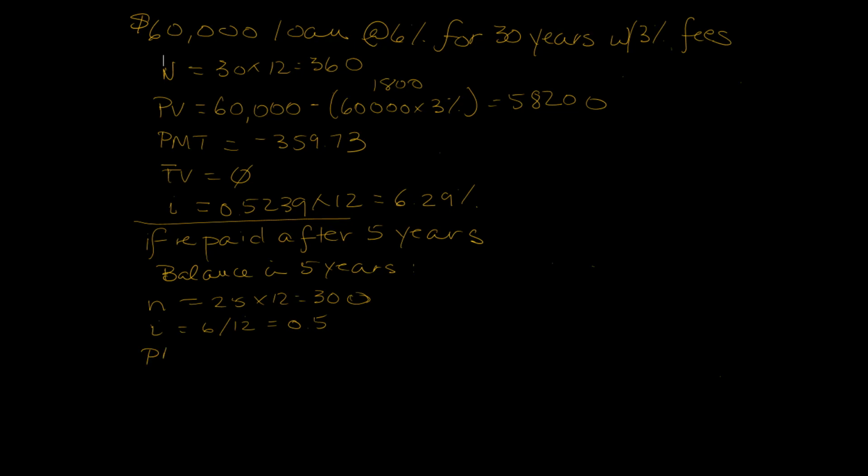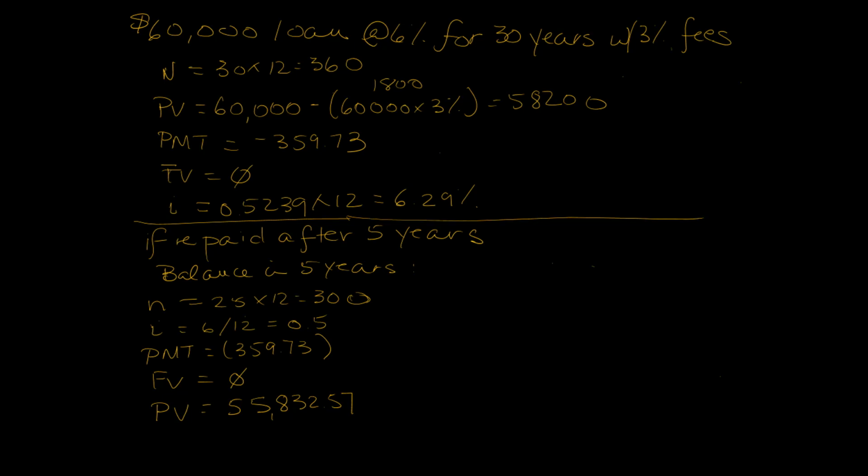The interest rate is still going to be 6 divided by 12, or 0.5. And the payment is still going to be negative $359.73. Future value will be 0, and we'll solve for the present value. We'll get $55,832.57.